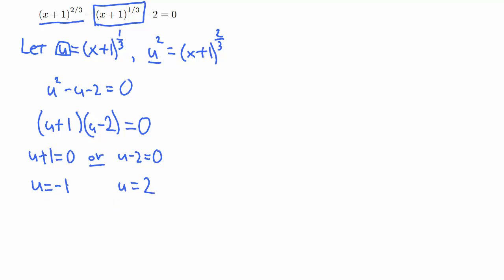Now notice that u is negative 1 and u is 2. What we've not done is solve for x, and remember, that's what we're trying to do. But we do know what u is: u is, in fact, (x+1)^(1/3). So I'm going to replace these u's with exactly what it is. That gives me (x+1)^(1/3) is equal to negative 1, and also (x+1)^(1/3) is equal to 2.